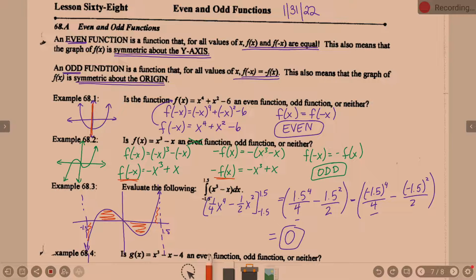So thus, recognizing that as an odd function can play an important role there. And you notice we went from negative 1.5 to positive 1.5, negative 2 to positive 2, negative 3 to positive 3. They're all going to end up 0 because they're going to cancel each other out. It just asks for the value of the interval, so 0 is the appropriate answer.